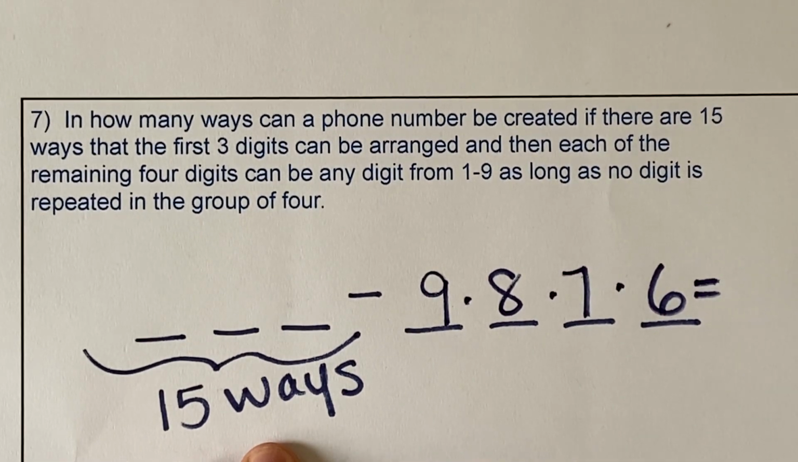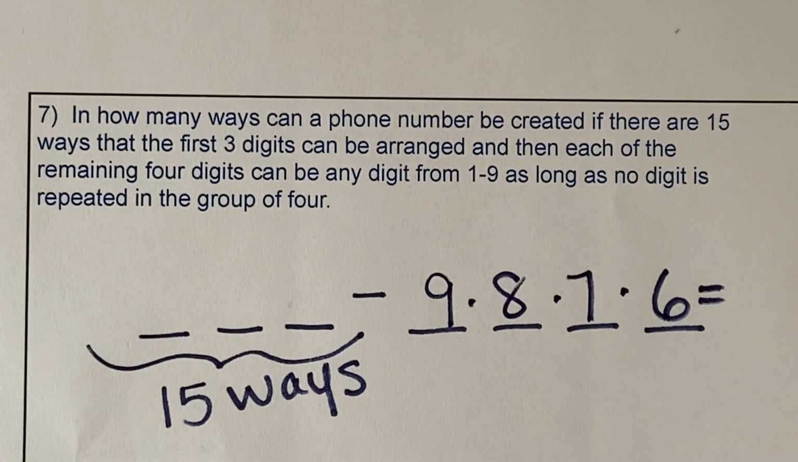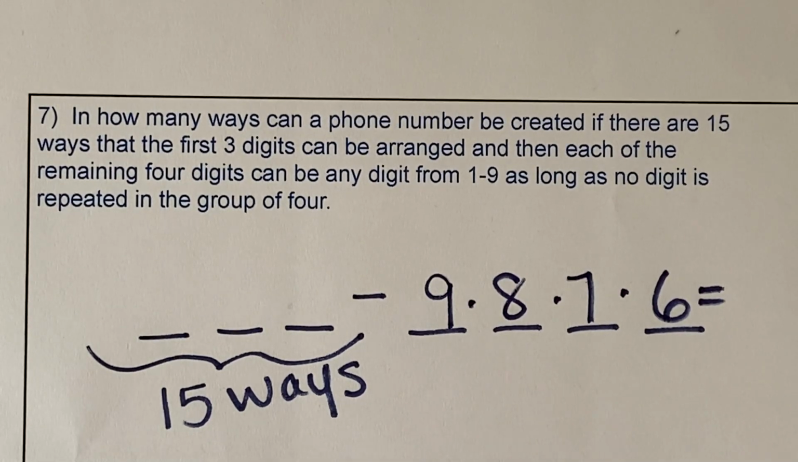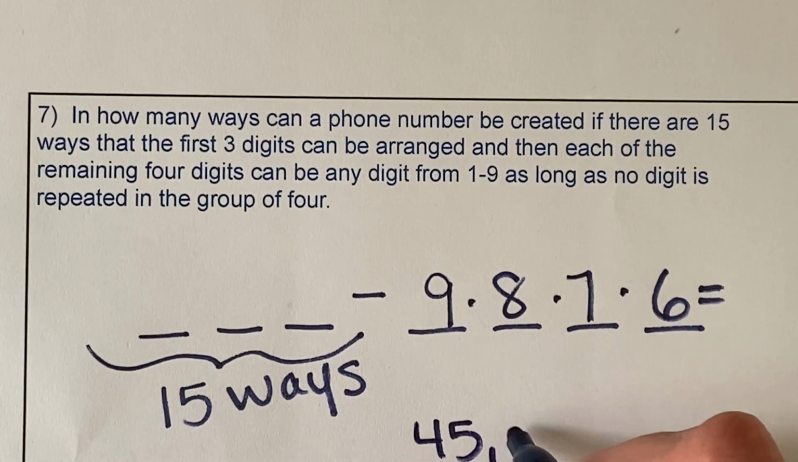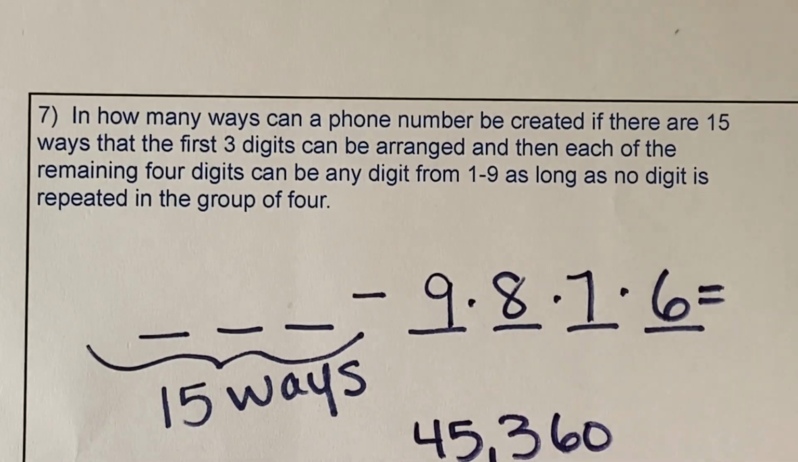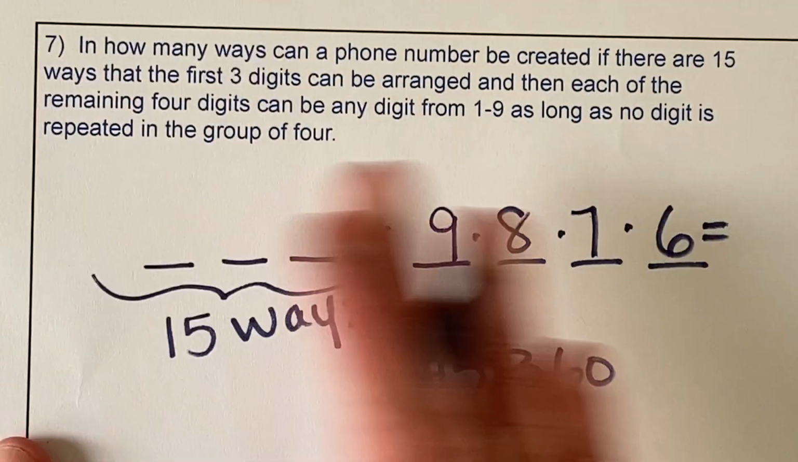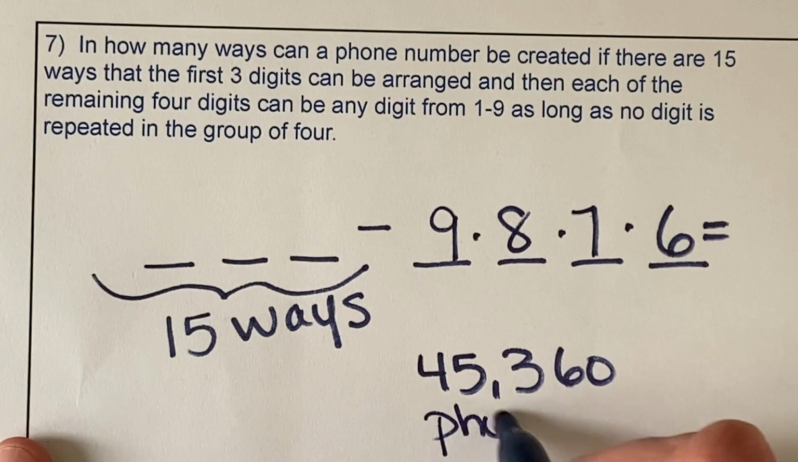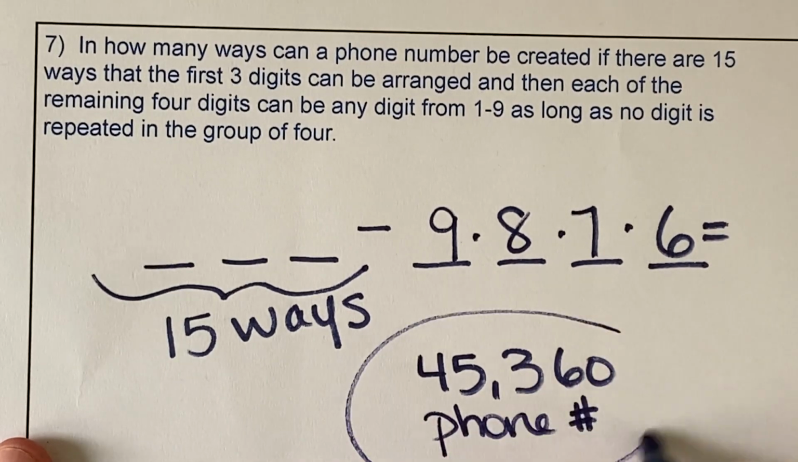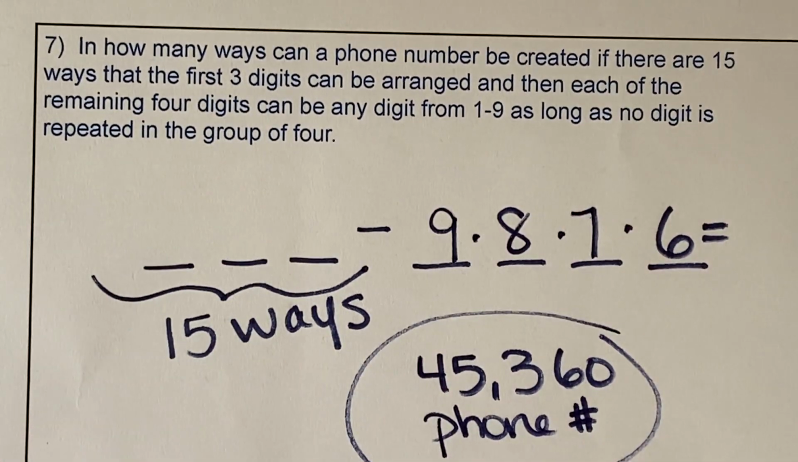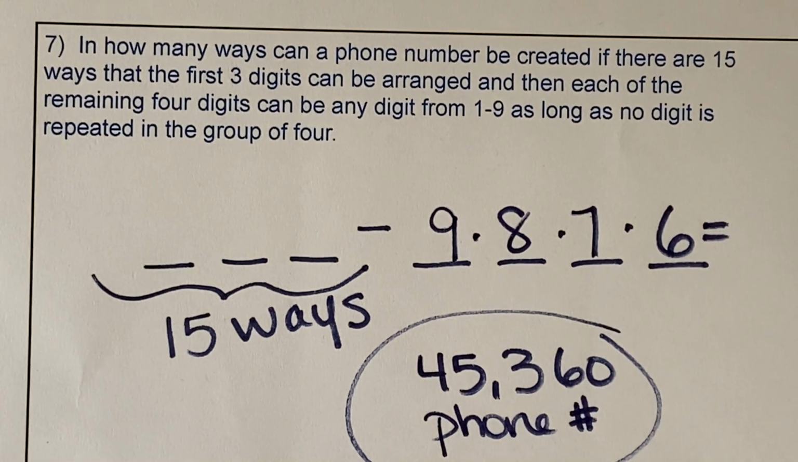So on my calculator, now I'm going to tell you, use a calculator for this unit, but this is the type of work I want to see. I'm going to do 15 times 9 times 8 times 7 times 6, and I get 45,360 different phone numbers given this information. So really this is more of a reading question.